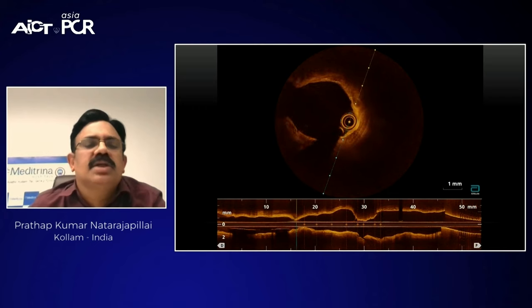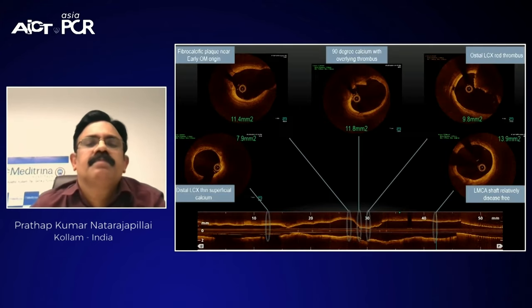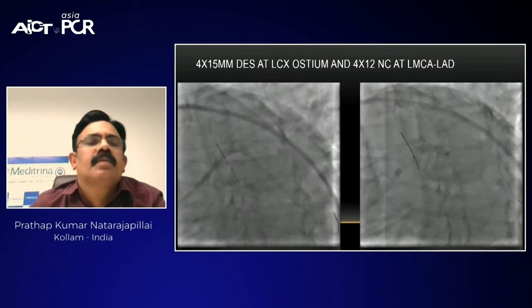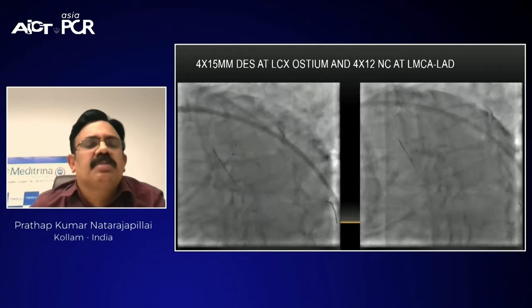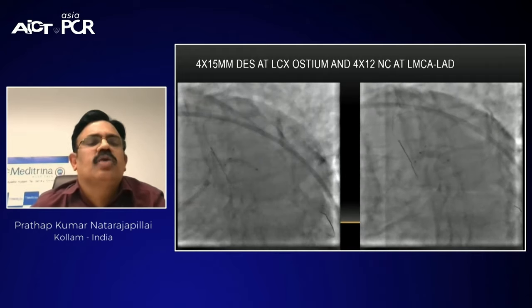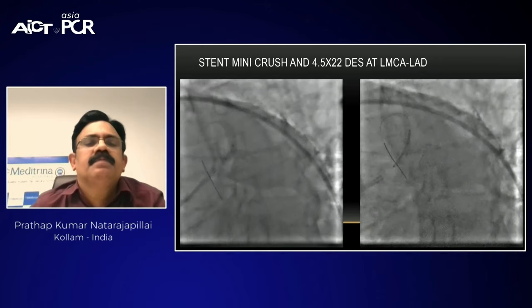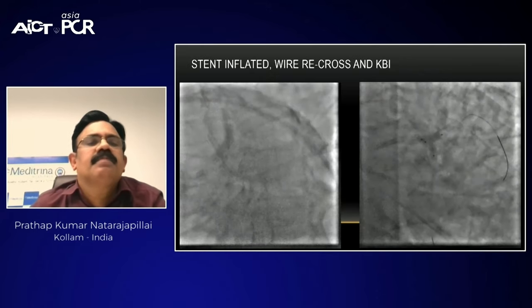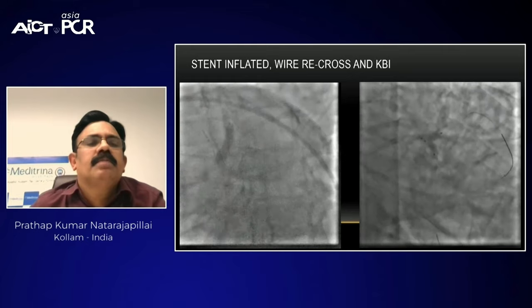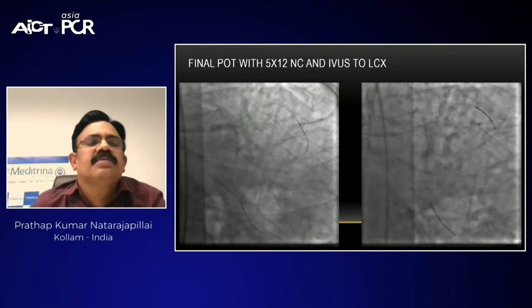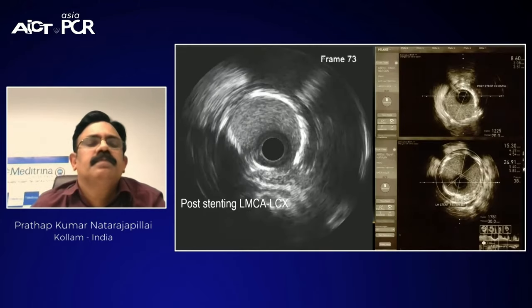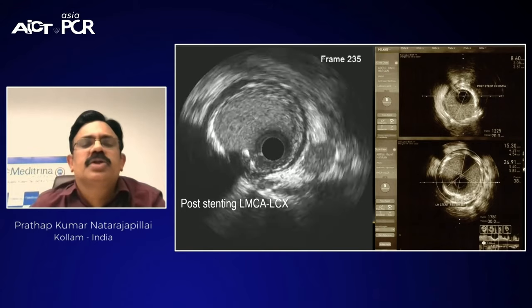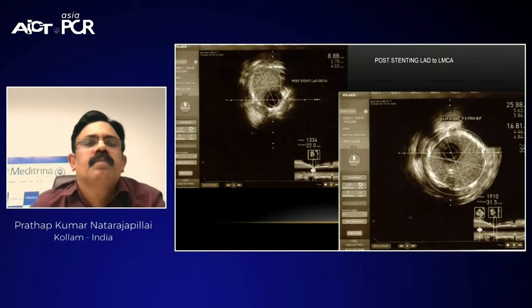We identified in OCT there is a significant difference. We can identify the thrombus overlying the calcium. So what we had done was a wrong assessment with the IVUS. Actually, if we had done an OCT, it would have been a totally different picture. We did a mini crush technique. Wire recross, 5 millimeter balloon for the final part. Post-stenting, excellent apposition. Post-stenting, both IVUS and LAD the same.